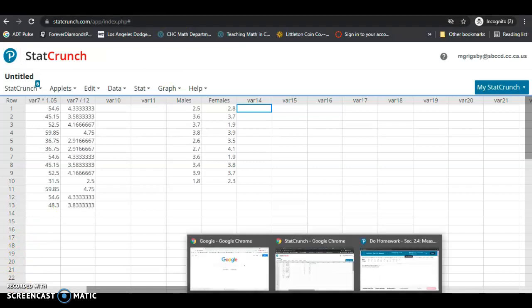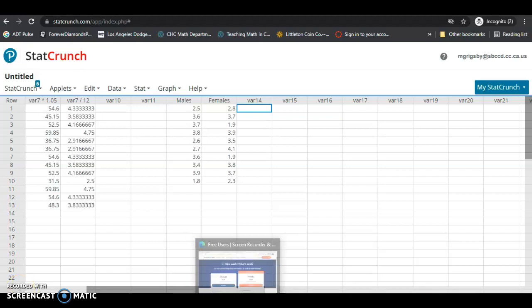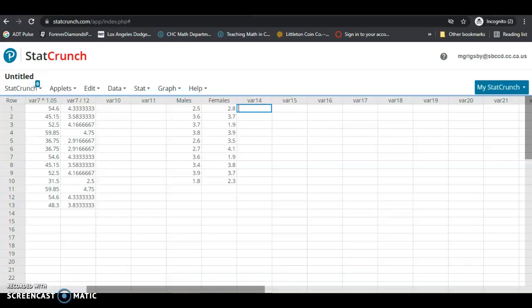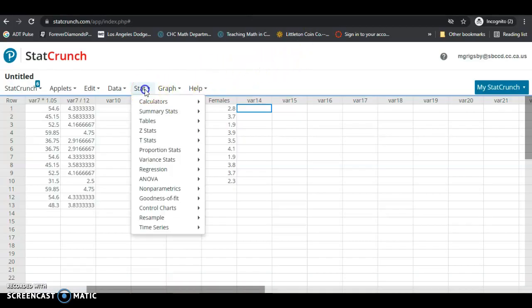Okay, so let's remind ourselves what we're going to do to answer the question. Going back to the book, remember the coefficient of variation is equal to the standard deviation divided by the mean. Since we're dealing with a sample of data, we're going to use this formula. S is the standard deviation, and x bar is the mean. For both these data sets, we want the standard deviation and the mean.